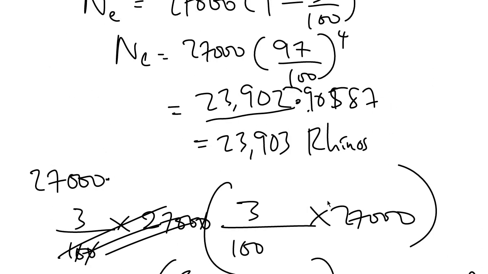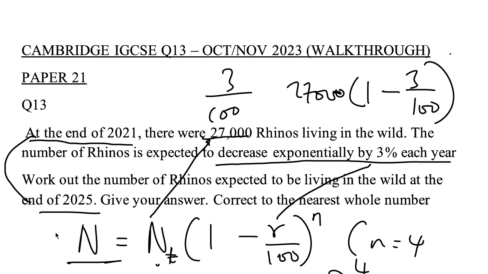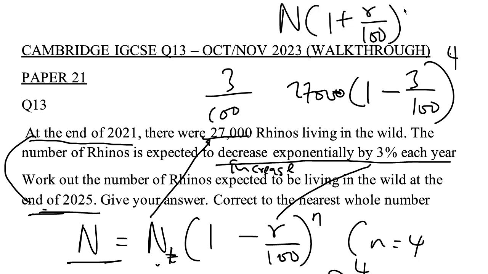Once you're given something like this, all you need to do is take the original value, in this case 27,000, and multiply it by 1 minus 3 over 100, because it's an exponential decrease, to the power of the number of years. Since it says 2025, that's a 4-year difference, so to the power 4. But if the question said expected to increase, it's the reverse. It's simply going to be n_0 times (1 plus r over 100) to the power of the small n.